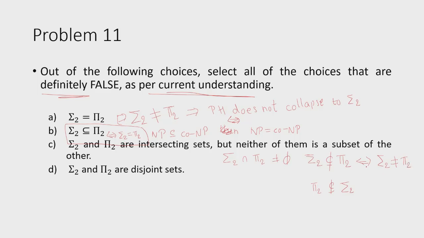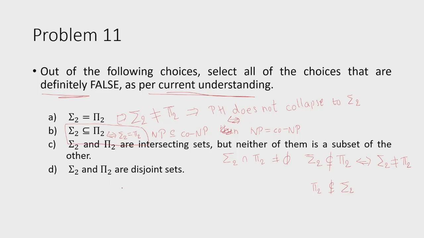But what would that imply? That would imply that PH does not collapse to sigma 2, and we don't know this either. So we cannot say with certainty that A is false, B is false, or C is false. We are only left with D.